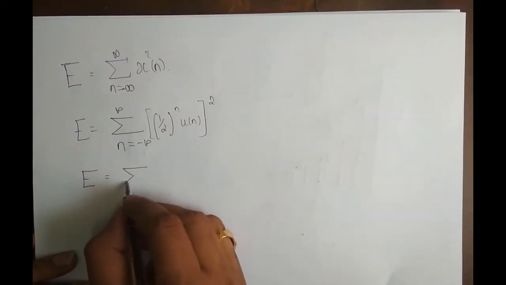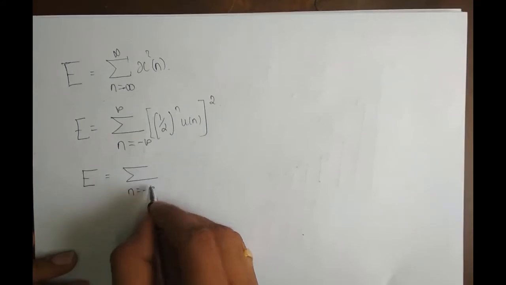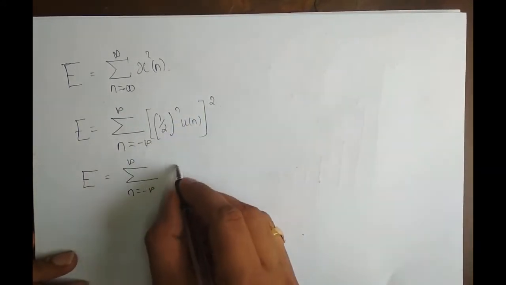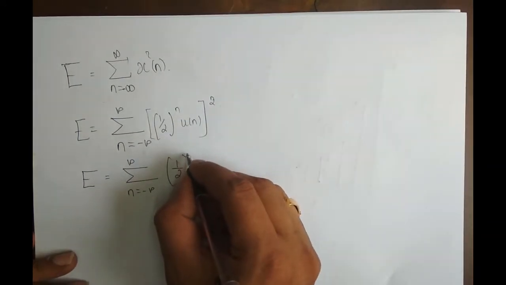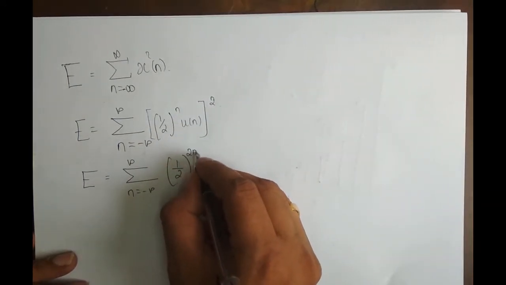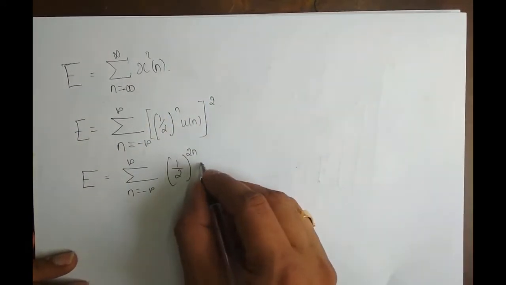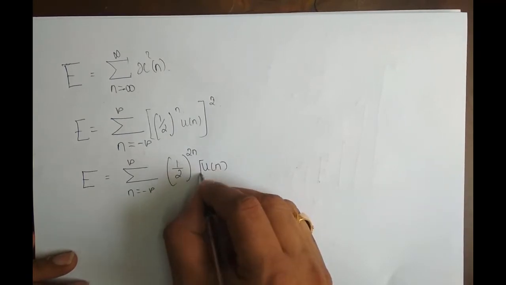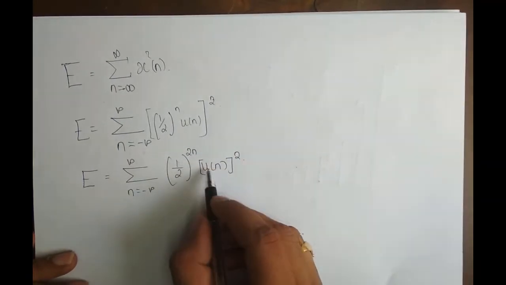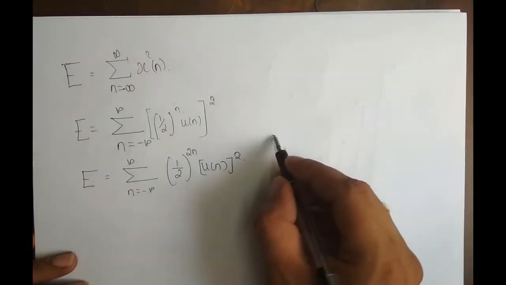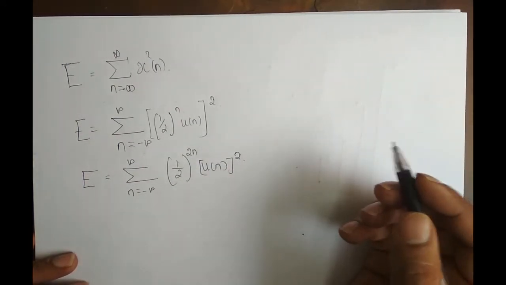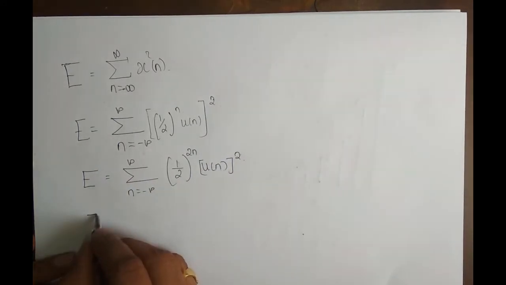Energy is equal to summation n varying from minus infinity to infinity. So what I'll do, I'll split these two. 1 by 2 power n, I'll take the 2 inside, so when I take this 2 inside I get 2n, and this is u of n whole square, right? And what is u of n whole square? It is u of n itself, right? Because u of n is 1 everywhere, correct? So u of n whole square is u of n itself.